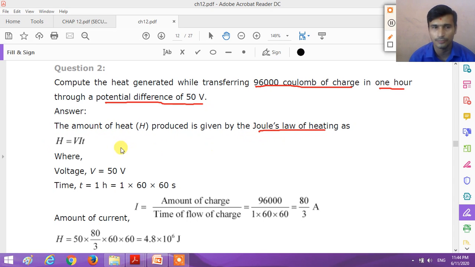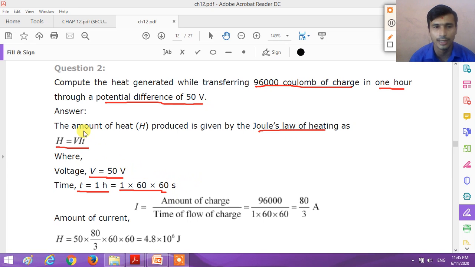You know the formula of Joule's law of heating, H is equal to V into I into T, where the potential voltage is given to you, 50 volt, and time is 1 hour. We need to convert 1 hour into seconds. So 1 hour is equal to 1 multiplied by 60 multiplied by 60 seconds, so 1 hour is equal to 3600 seconds.